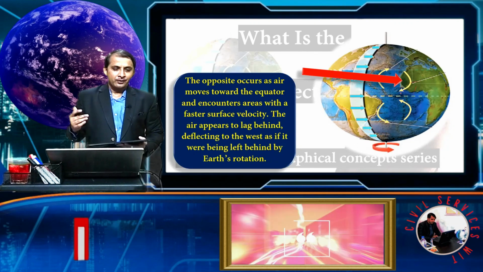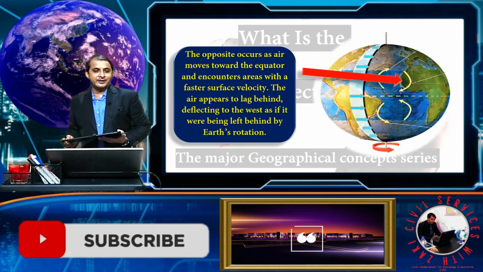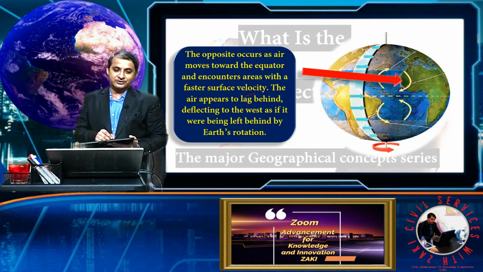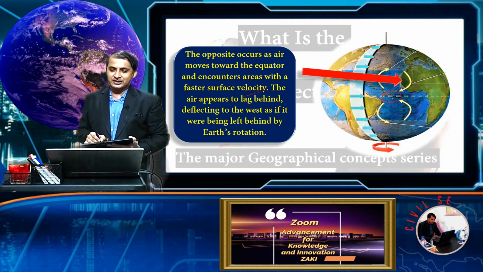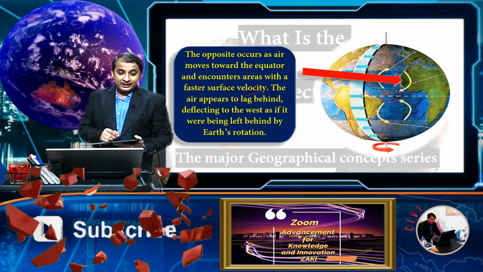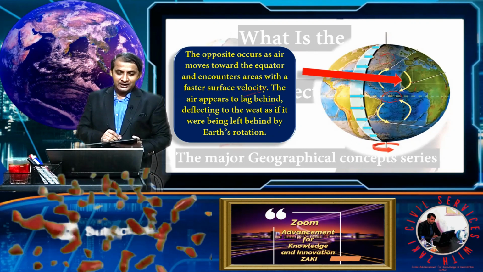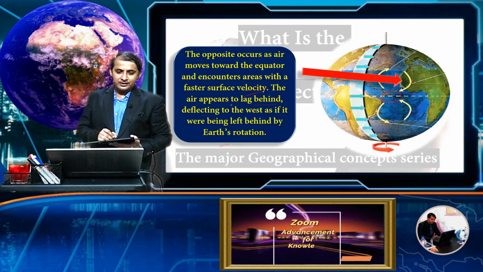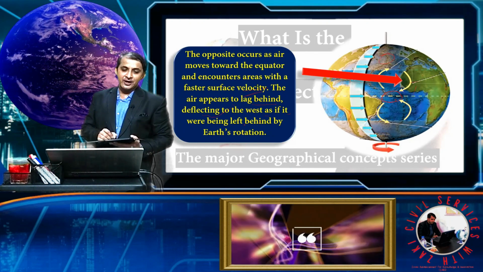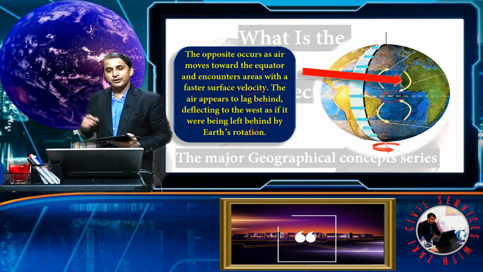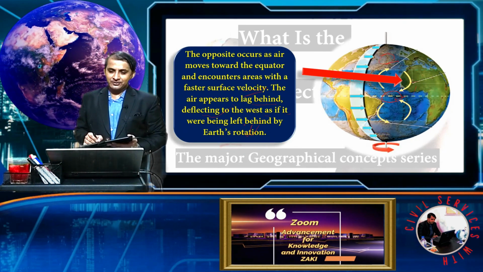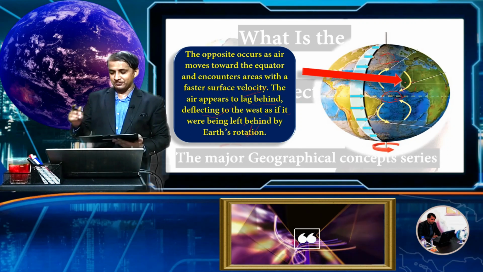So see here, the opposite occurs as air moves towards the equator and encounters an area with a faster surface velocity. As you know, this area is faster and this area is slower. So the air appears to lag behind, deflecting to the west as if it is being left behind by the Earth's rotation. As the Earth rotates fast here, that's why it deflects westward.